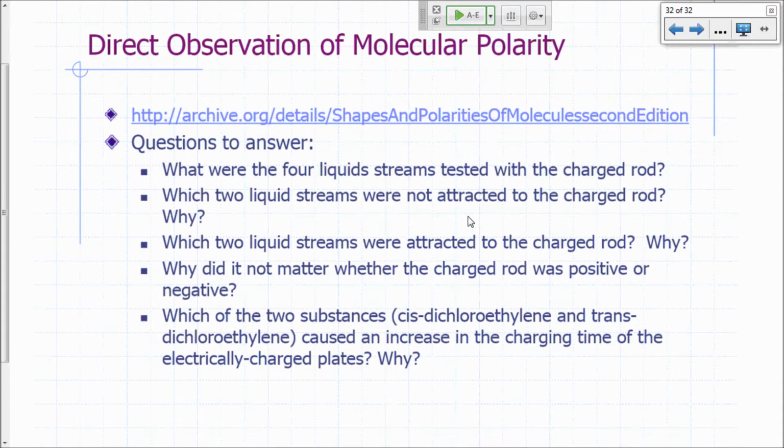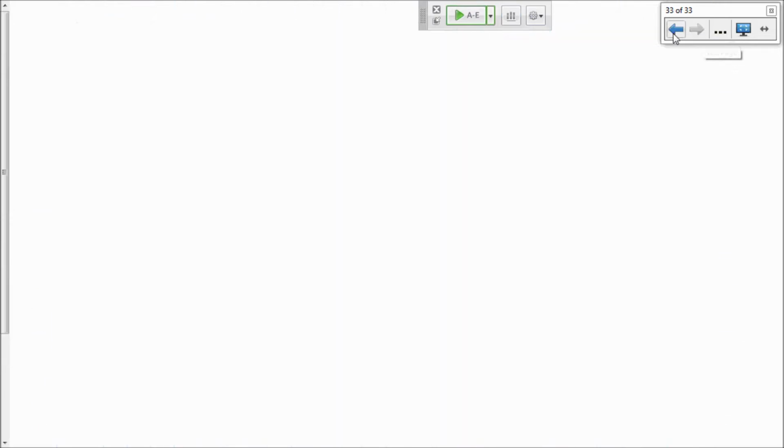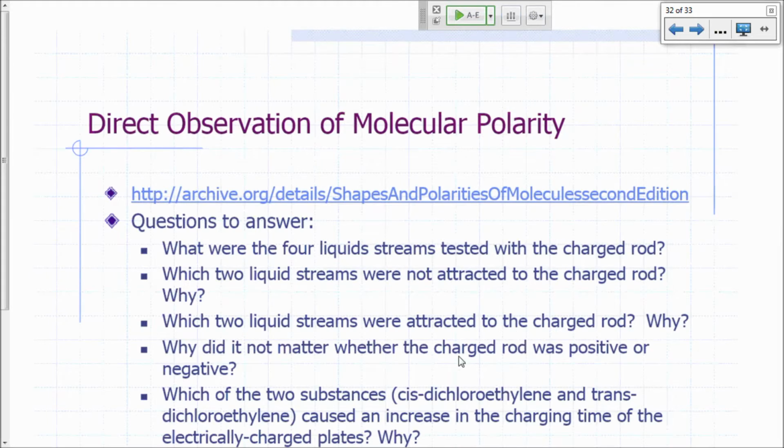Okay. So here's a couple of movies that talk about physical manifestations of molecular polarity. Let me see. That's the last one. So let's take a look at this movie. And so you can find that movie at archive.org, and then after we watch the movie, we're going to answer these questions, okay?